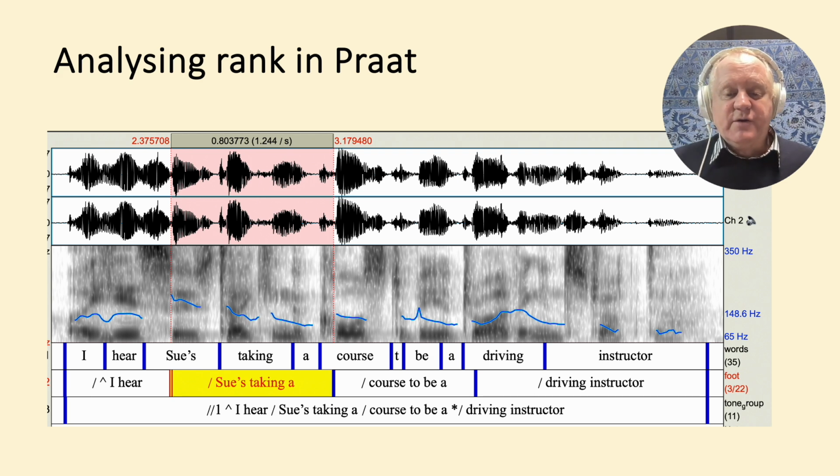A tone 5 contour would sound like this. I hear Sue's taking a course to be a driving instructor. The slight rise for the tone 1 here is just an artifact of the speaker expressing tonicity on this syllable through beginning the tonic contour. I hear Sue's taking a course to be a driving instructor.